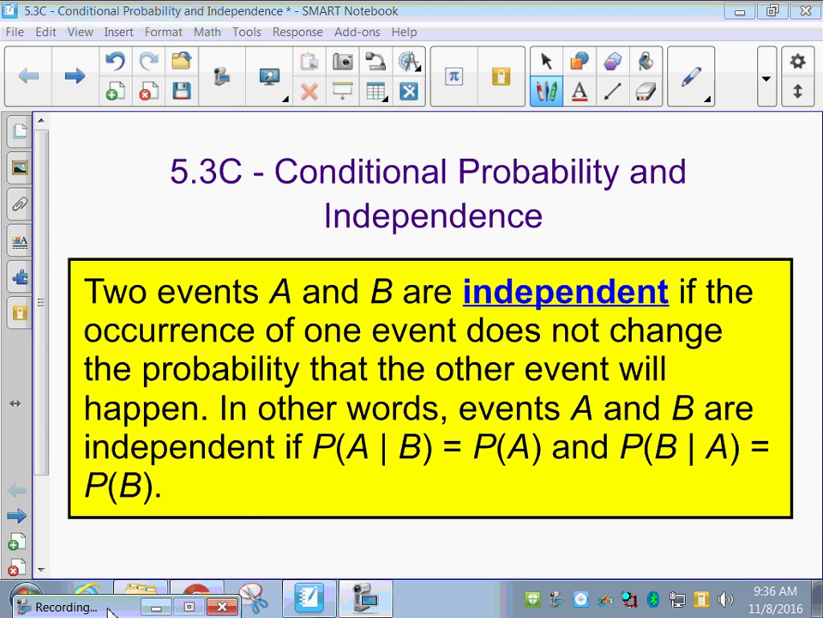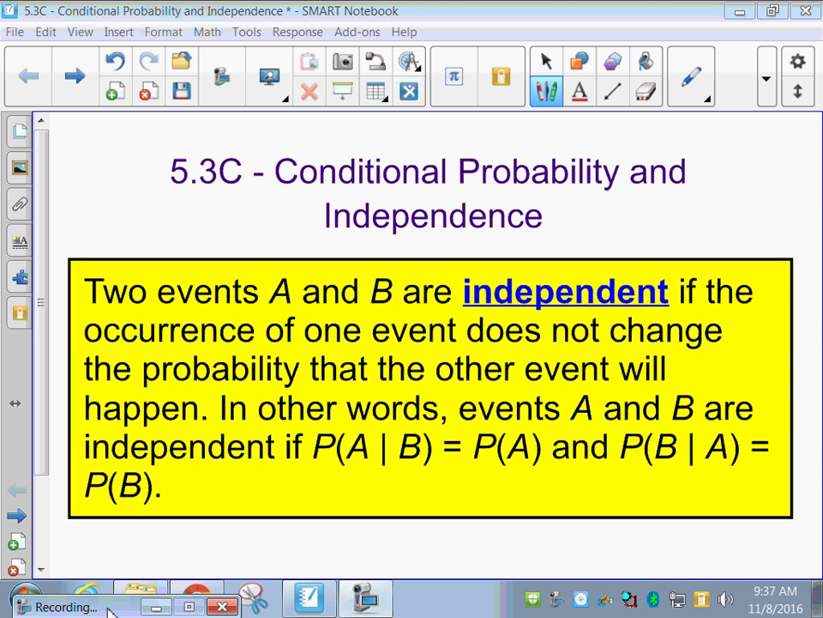For independence, you guys need to understand the definition of it. Sometimes you can just answer based on your knowledge and intuition and what you know about events being independent, okay? And other times you have to prove independence using the formula. So you got to know both. So what does it mean for events to be independent?